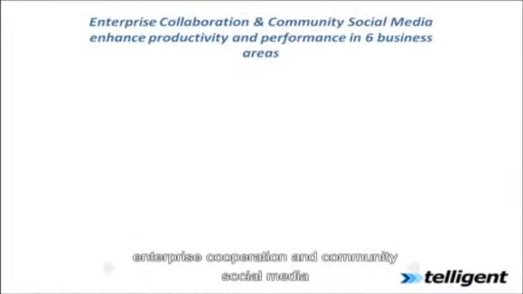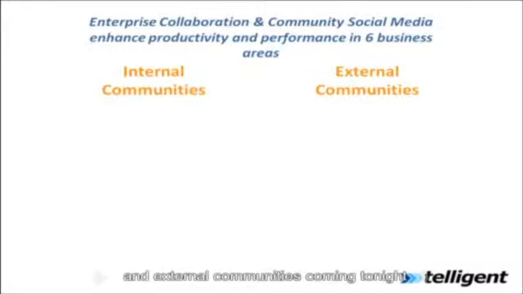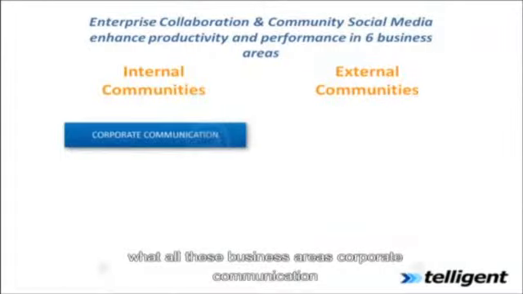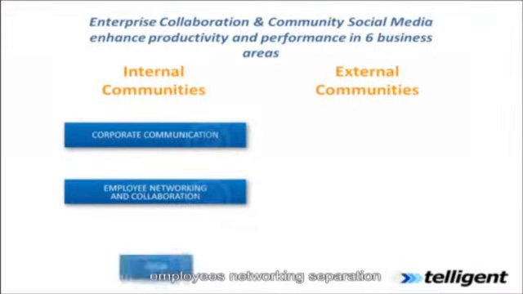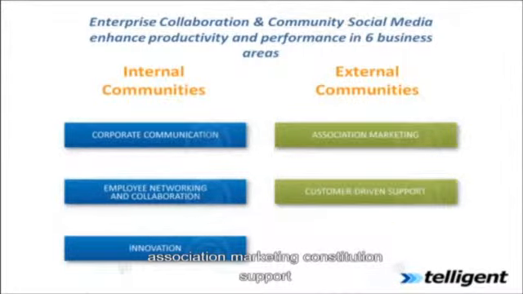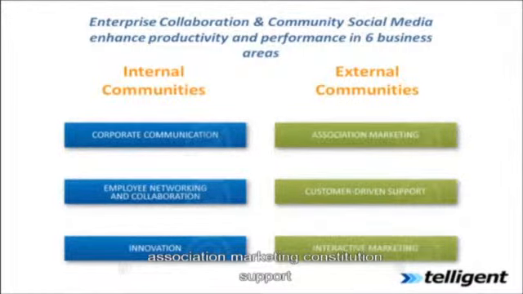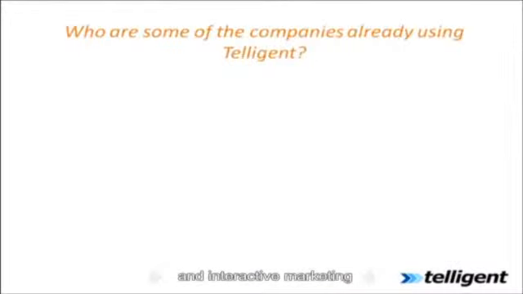Enterprise collaboration and community social media enhance productivity and performance in 6 business areas. Internal and external communities come into play. What are these business areas? Corporate communication, employee networking and collaboration, innovation, association marketing, customer-driven support, and interactive marketing. So who are some of the companies already using Telligent?